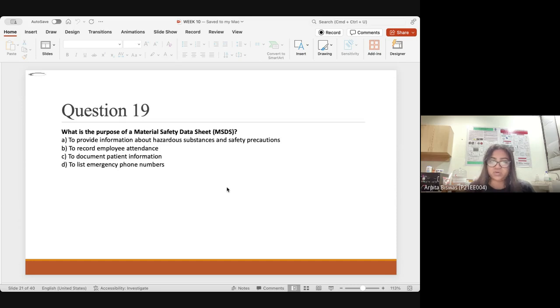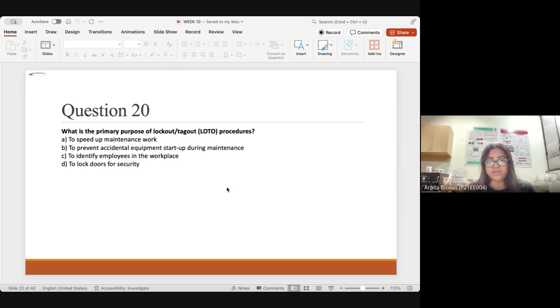So the right option is option A, to provide the information about the hazardous substances and safety precautions. Okay. Next question number 20. What is the primary purpose of lockout or tagout LOTO procedures? First option, to speed up the maintenance work. Option B is to prevent the accidental equipment startup during maintenance. Option C is to identify employees in the workplace, and option D is to lock doors for security.